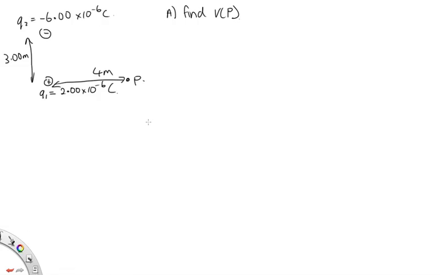Okay, so to do this, we can just use the rule of superposition for potential. What we can do is work out the potential due to this charge and the potential due to this charge and add them together.